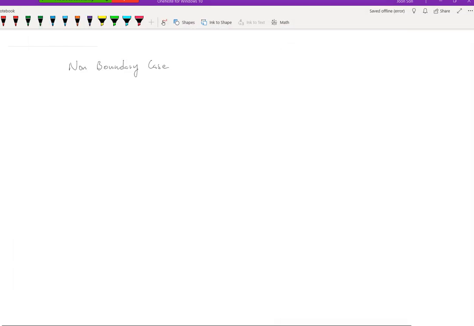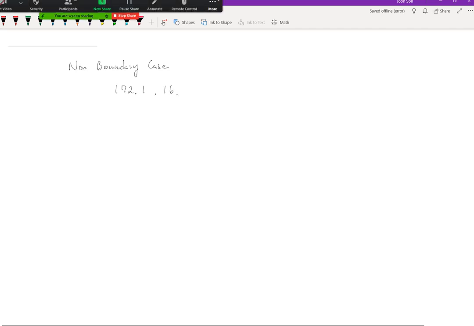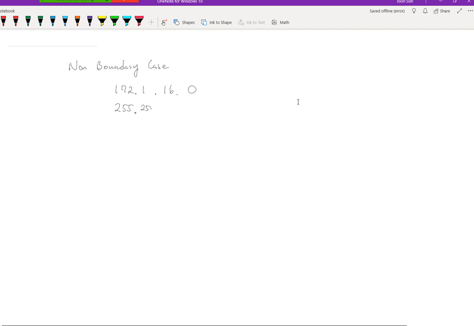172.1.16.0. Sorry, it's 1 dot, and 16.0. And the subnet mask is 255. We don't have to really worry about this because it's 1111 all the way to 1. And then there's another 255. But now the next one is a little bit tricky because it's 240.